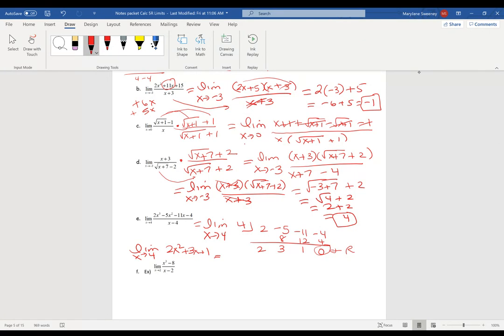And now I can do the limit as x approaches 4 by plugging in. So let's see, 4 squared, 16, 16 times 2, 32, plus 12, plus 1, which is 45.